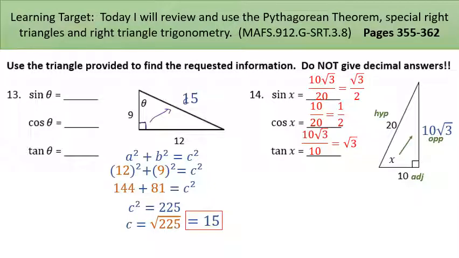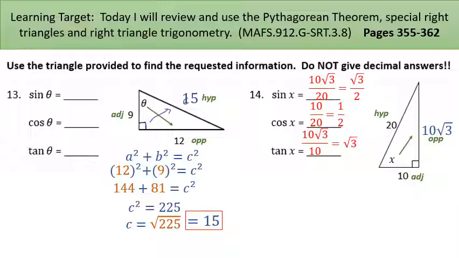All right, so once we have that, now we can do our ratios. Sine is opposite over hypotenuse, but let's think about where we are. Opposite from where we are, that's 12. Hypotenuse, that's 15, which means 9 has to be adjacent.